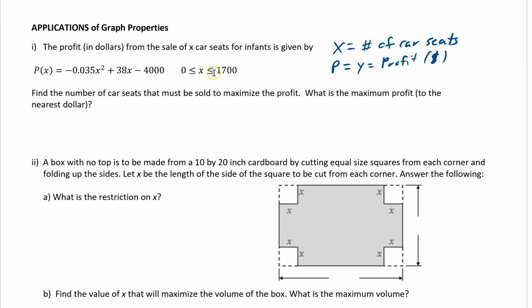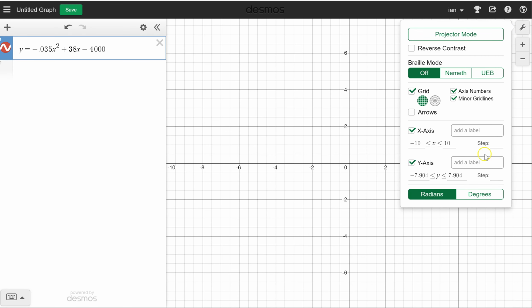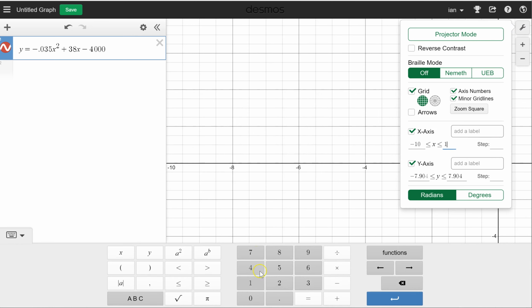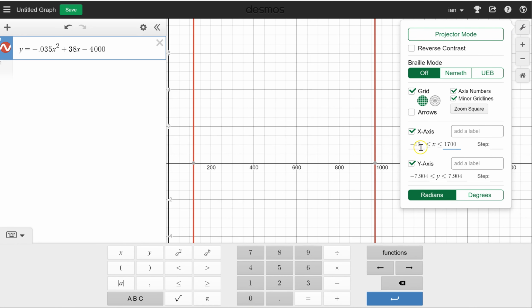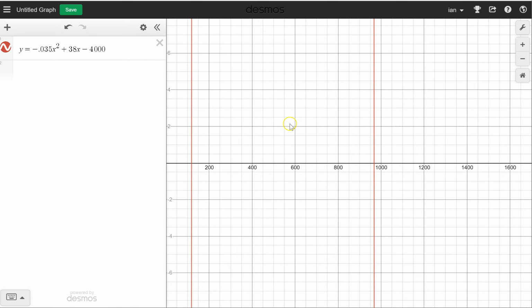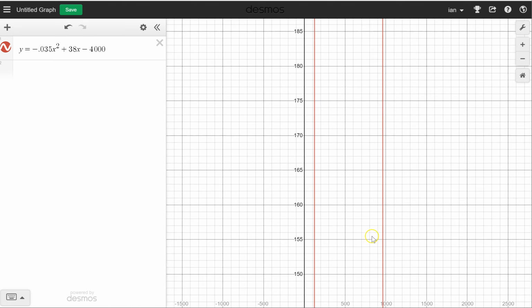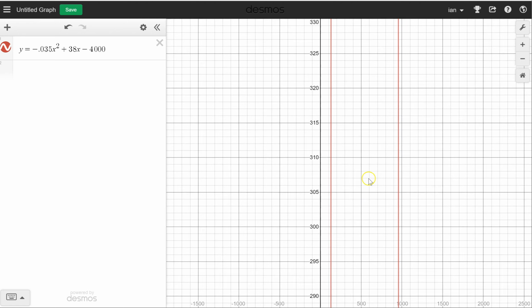They give you a domain on these problems. So they're saying our car seats are between 0 and 1700. If you come over here to your tool, you go to 1700 and 0 on our x-axis. Our x is between 0 and 1700, and it'll give you a picture. Now all we have to do is scroll up from there, way up there. Just keep going.